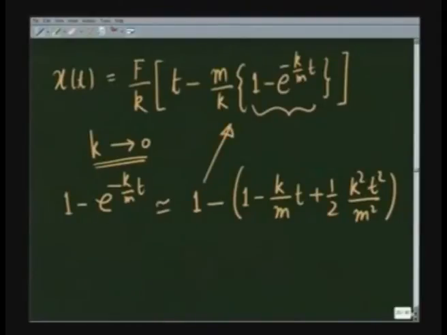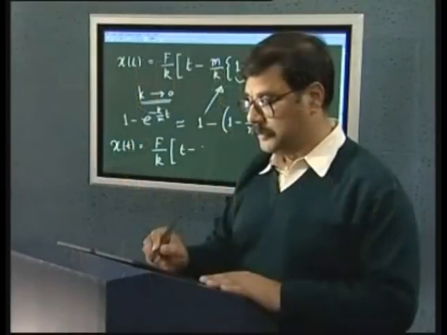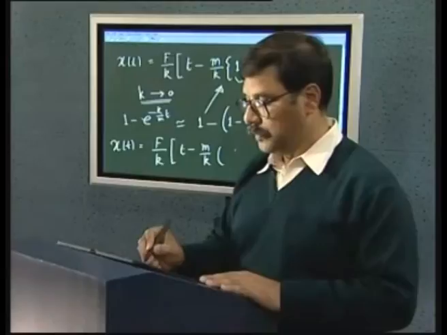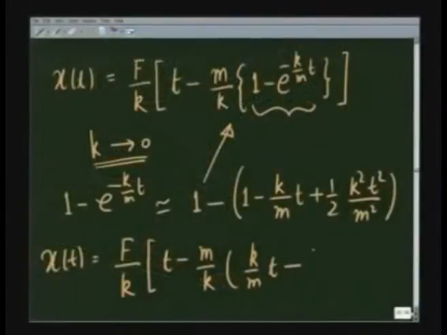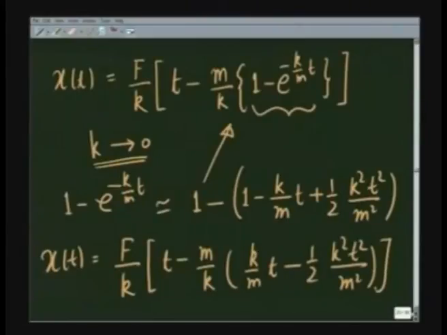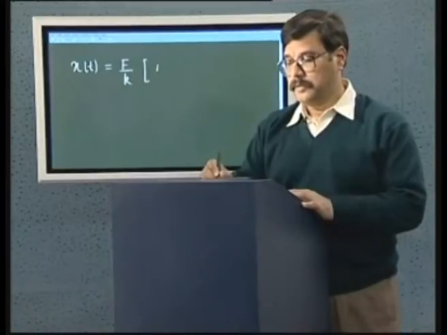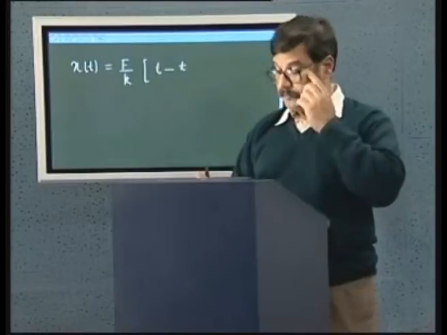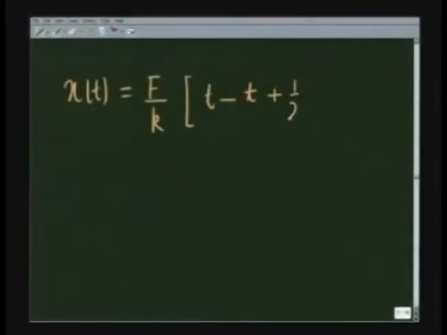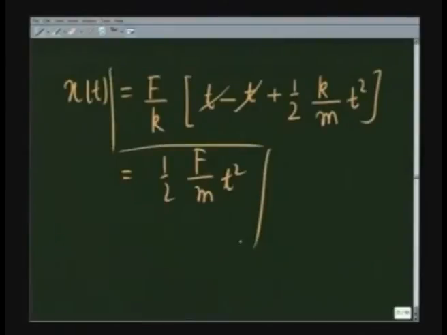Substituting this in here, I get x t is equal to F over K t minus m over K, K over m t minus 1/2 K square t square over m square, and expanding it further, I get x t equals F over K t minus t plus 1/2 K over m t square, which is nothing but your familiar 1/2 F over m t square, which is the correct answer in the limit of K going to 0.